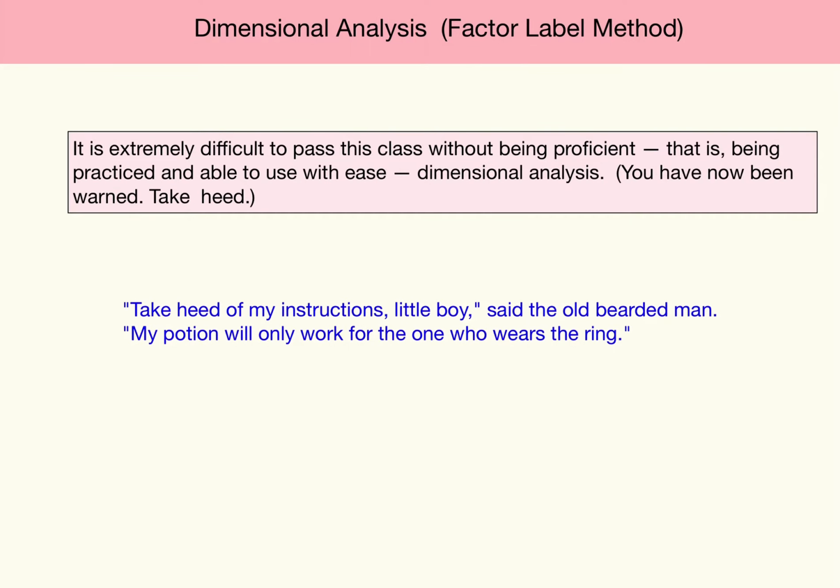Dimensional analysis, also known as the factor label method, is a method for solving chemistry, physics, and science problems. It is a general technique, but it is very difficult to pass this class, or any chemistry class really, without being proficient at dimensional analysis. I would consider this a core concept which you need to master. It will serve you well on exam 1, and it will serve you very well later in the semester as well. So with that, let me show you how to work dimensional analysis problems.